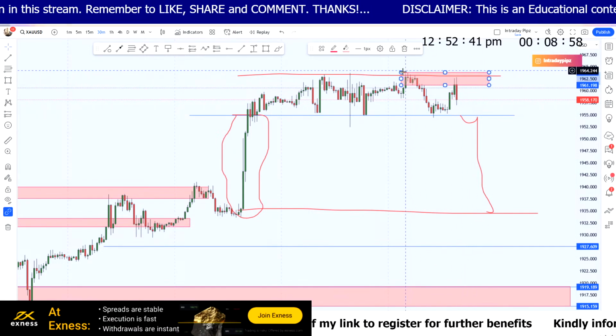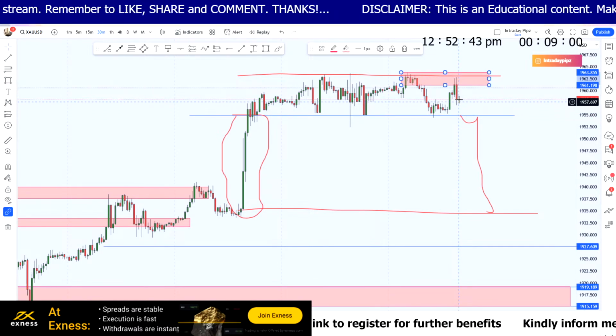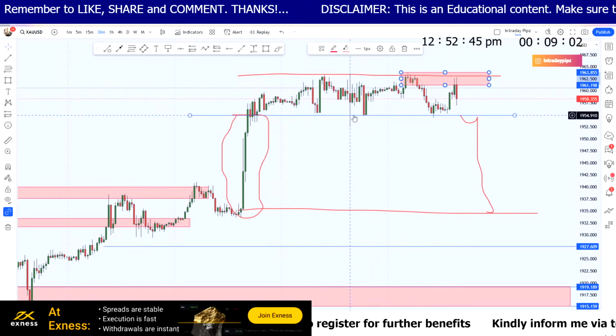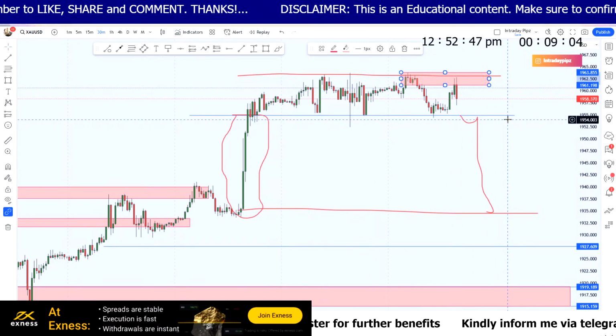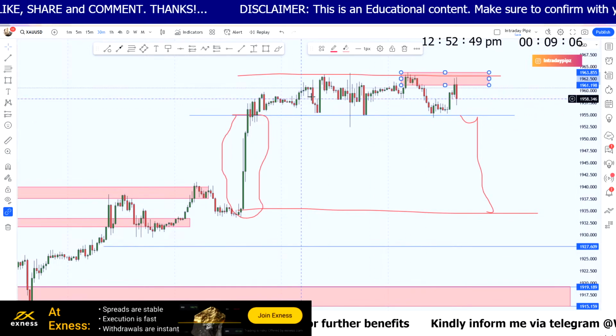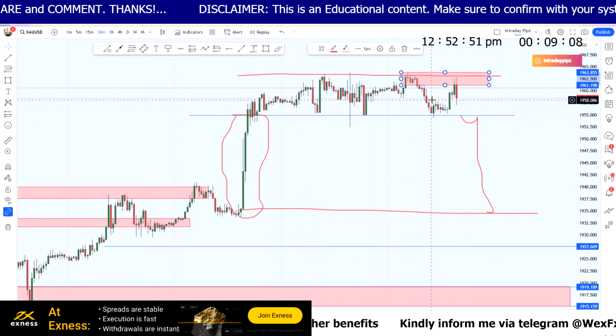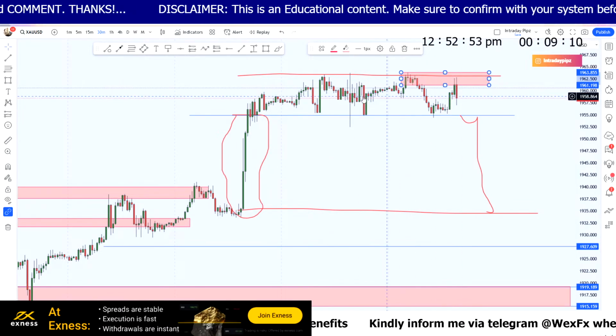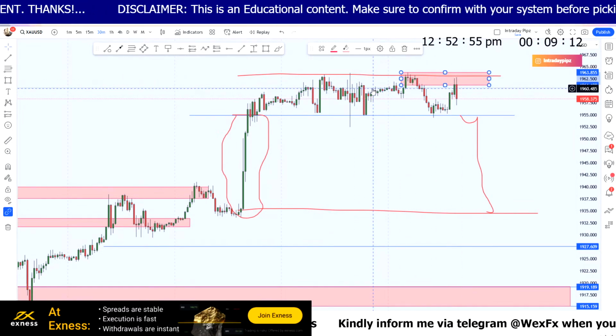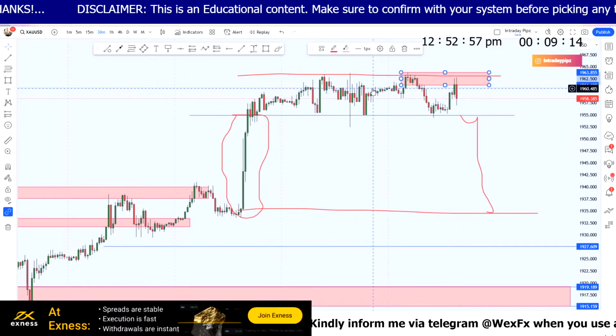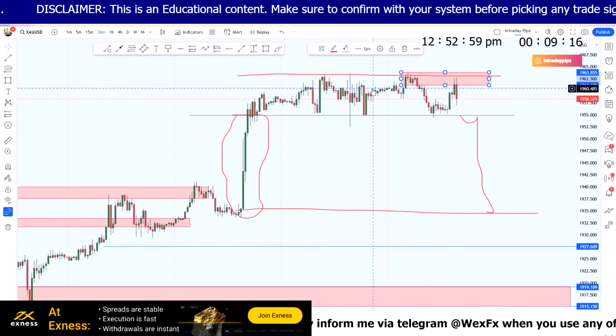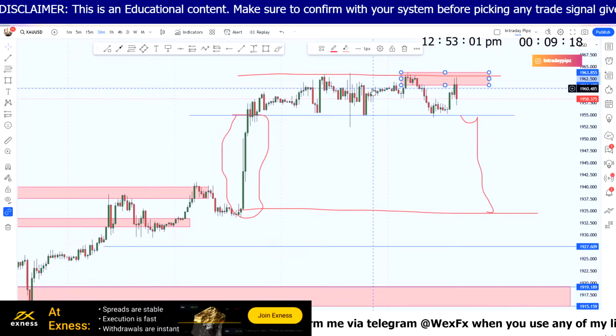Okay, so this sell, we are saying there might be a probability for it to retest this zone again, but then again it is not safe to go in for any trade here on gold because of how dangerous the range is, right? So I'm not going to be picking any trade on gold for now.